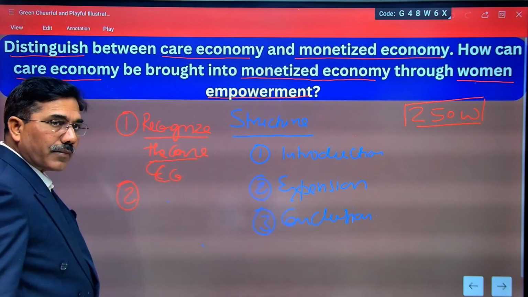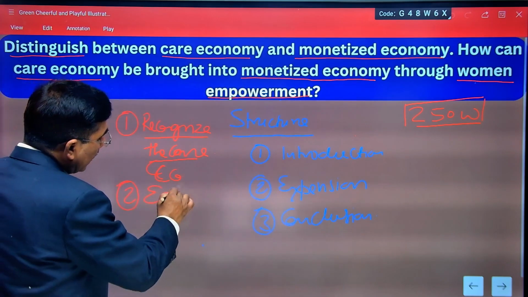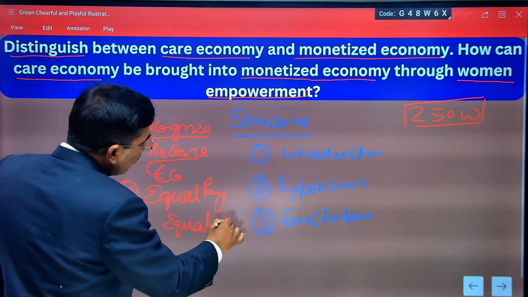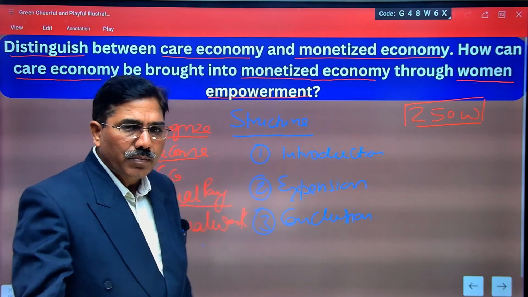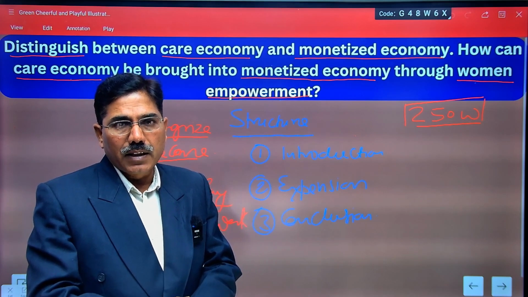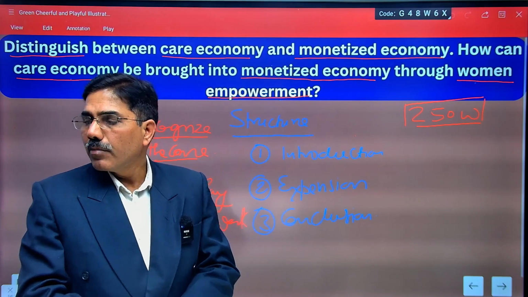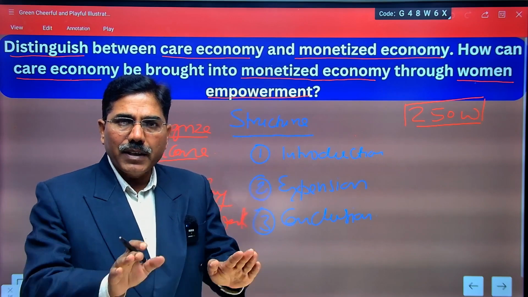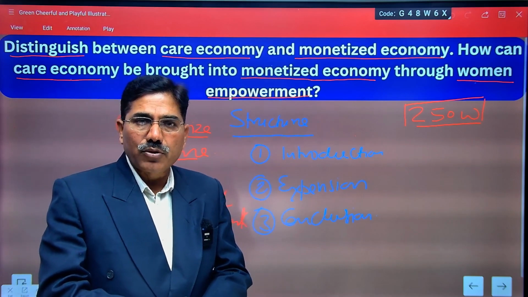Number second, if we begin to pay equal pay for equal work, that also empowers the women. As you can see in UPSC, I am also teaching the economics optional, and in the optional paper, multiple times these questions are asked: why is it that women are paid less wage in comparison to men, despite working the same, specifically in the construction sector? Explain this with the help of a suitable diagram.